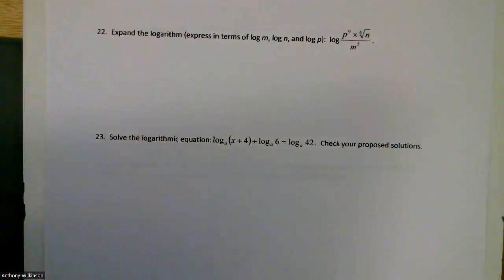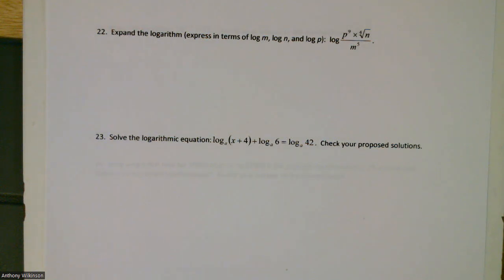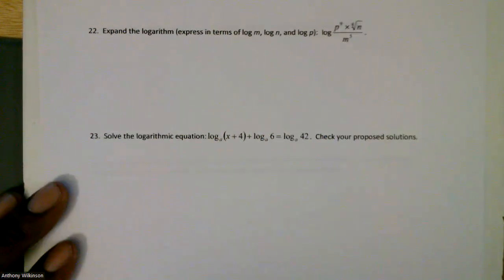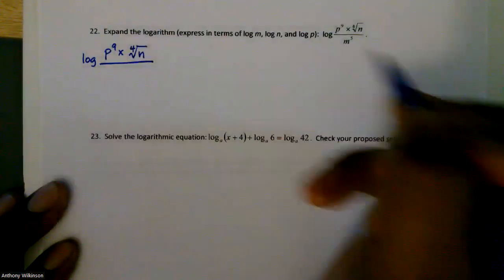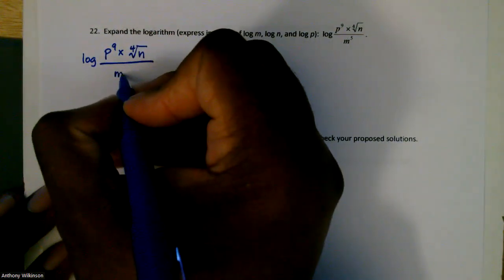Okay, problem number 22 is to expand the logarithm and express it in terms of log of m, log of n, and log of p. So in this case here, I have log of p to the 9th, that's a times sign, by the way, the 4th root of n, all divided by m to the fifth.